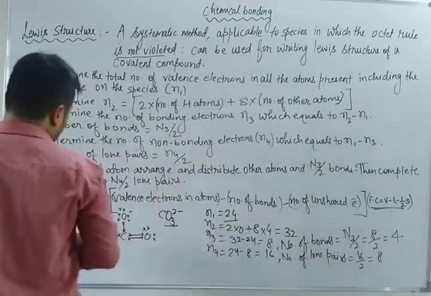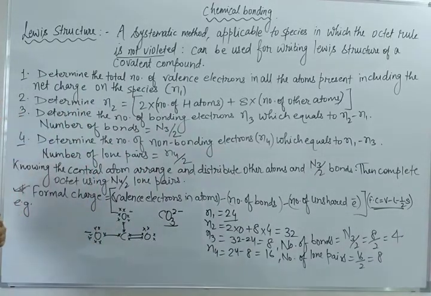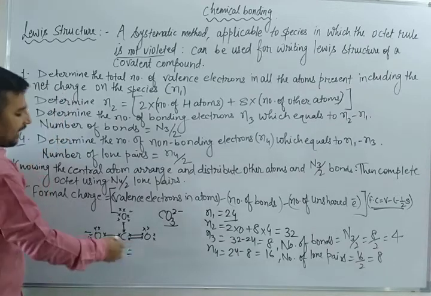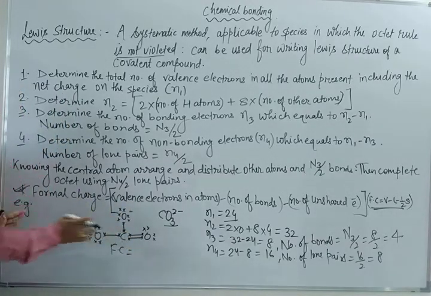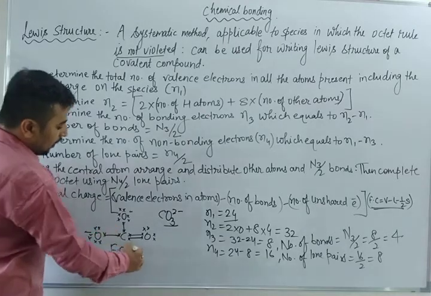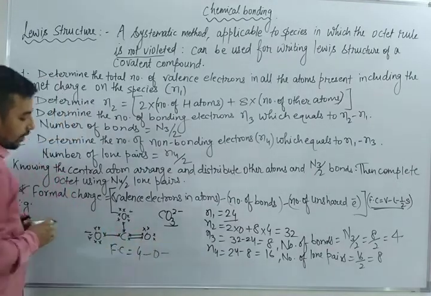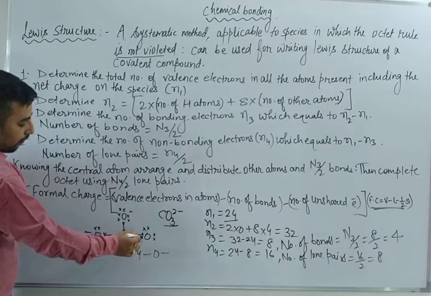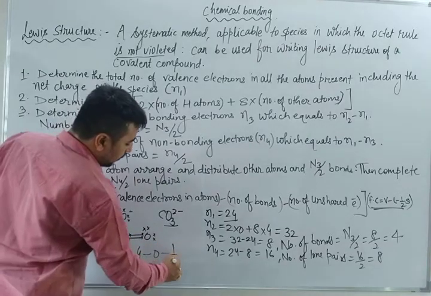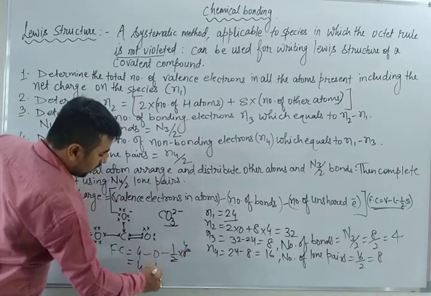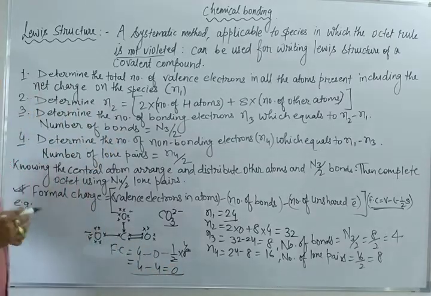If I want to calculate the formal charge of carbon, or any other atom, just suppose about this carbon, I am calculating this carbon atom. The total number of valence electrons is 4, minus lone pair electrons 0, minus half into shared pair electrons 1, 2, 3, 4, 5, 6, 7, 8. Half into 8 is 4. So 4 minus 4 is equal to 0. So the formal charge of this carbon atom is equal to 0.